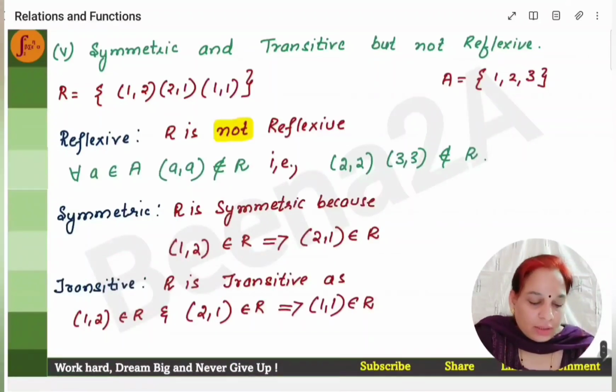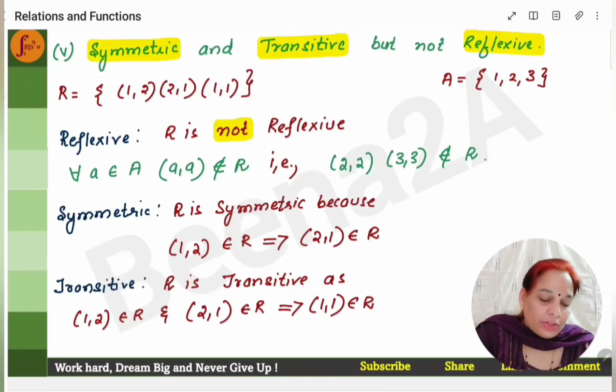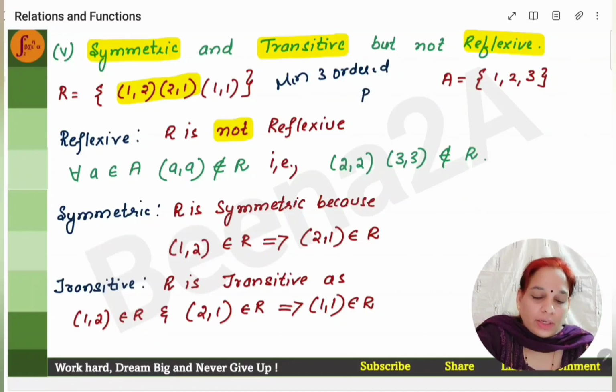Now let's take this fifth one. You'll have to take an example which is symmetric and transitive but not reflexive. Symmetric is straightforward, right? Take the reverse combination, so (1, 2) and (2, 1). This will satisfy symmetric. And for transitive, you should have a minimum of 3 ordered pairs to prove that it is transitive.